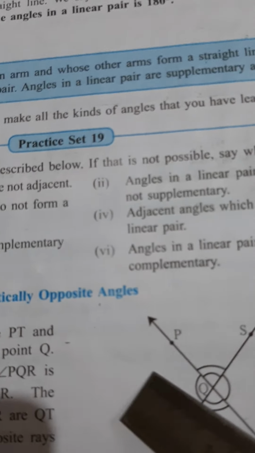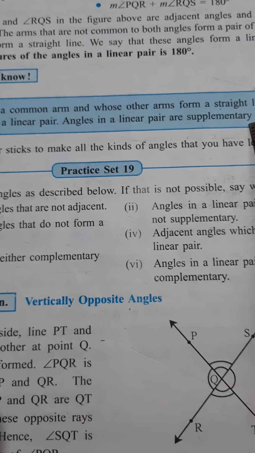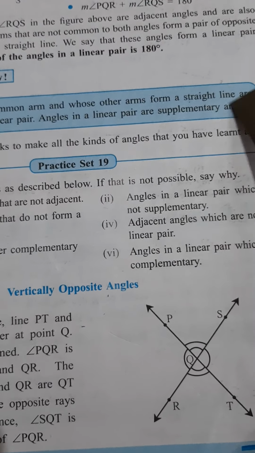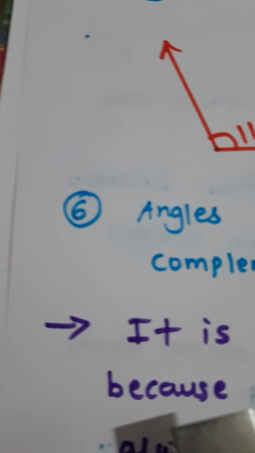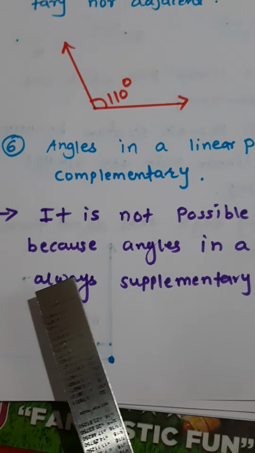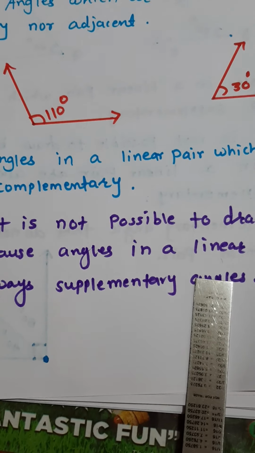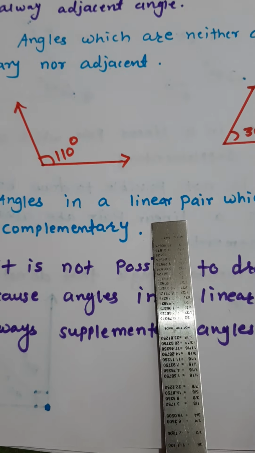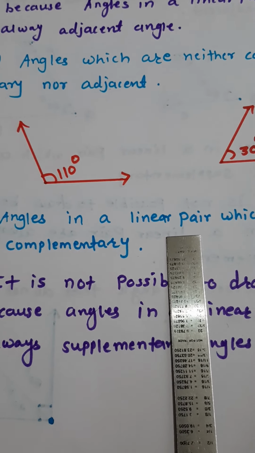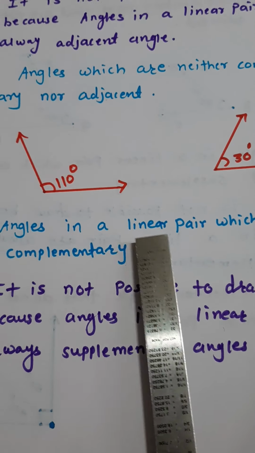And now the last one: angles in a linear pair which are complementary. Now as we know, angles in a linear pair are supplementary. So how is it possible? It is not possible to draw angles in a linear pair which are complementary, because angles in a linear pair are always adjacent as well as always supplementary. So it is not possible to draw such a figure.